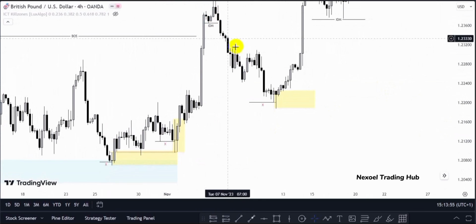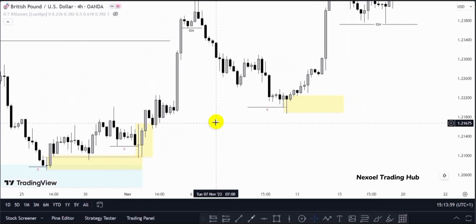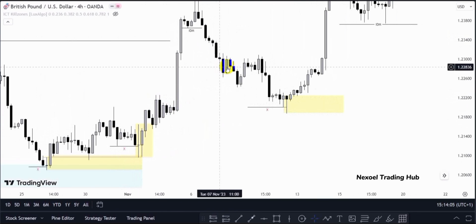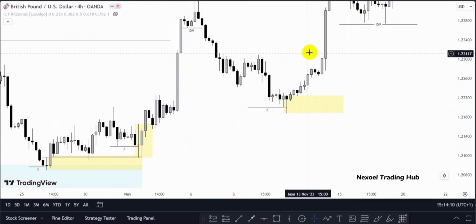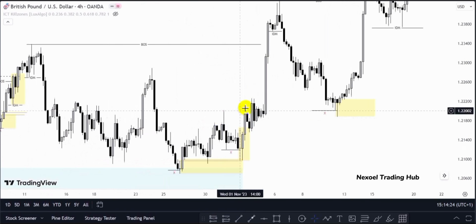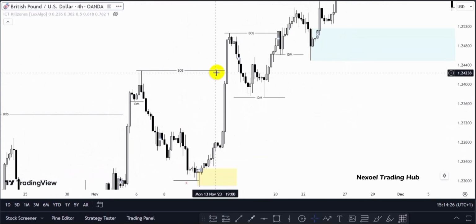created this inducement, raided inducement, returned into the inefficiency. There is no valid order block here. We don't have any valid order block here, but anyway, price returned, retested it due to the inefficiency and then pushed to the upside. This is where we have the order block, but we already have the mitigation of the order block. So price pushed to the upside.